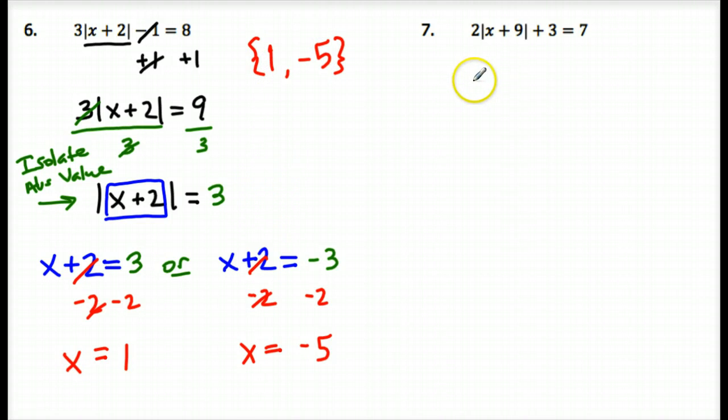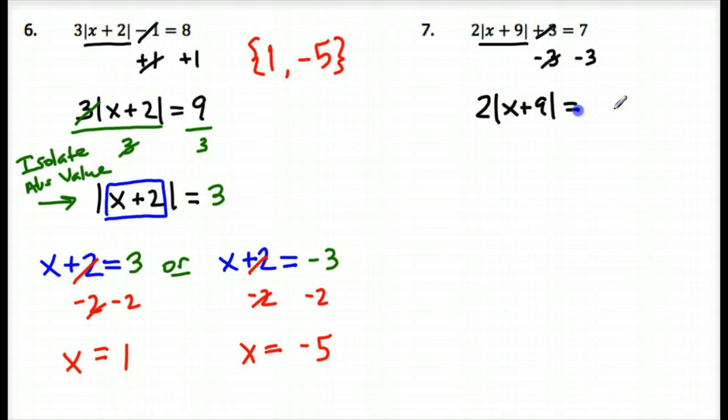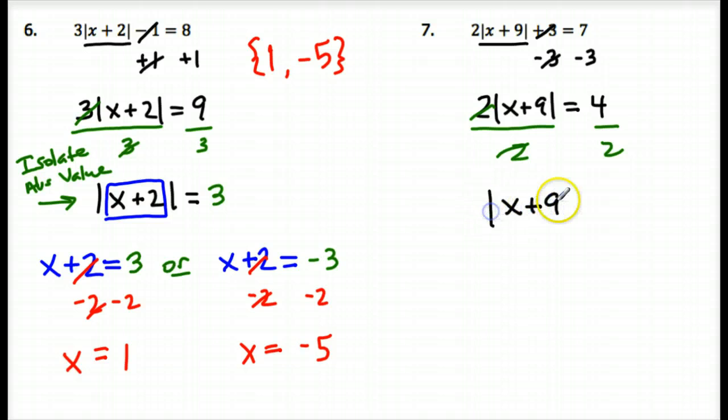Okay, finally for number 7, I'm going to do the same thing as we did for number 6. So my first goal is to get this absolute value right here, the x plus 9, by itself. So I need to do two things. I need to get rid of this plus 3 first of all. So I'm going to subtract 3 from both sides. That's going to give me 2 times the absolute value of x plus 9 is equal to 4. And then I'm going to divide both sides by 2 to get rid of this 2 out here. And what that does is it gives me the absolute value of x plus 9 equals 2.